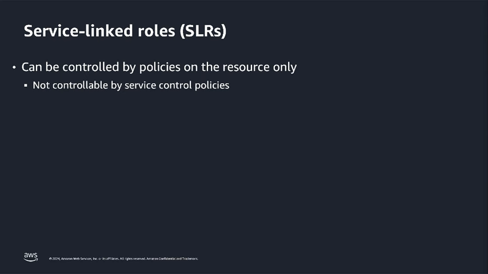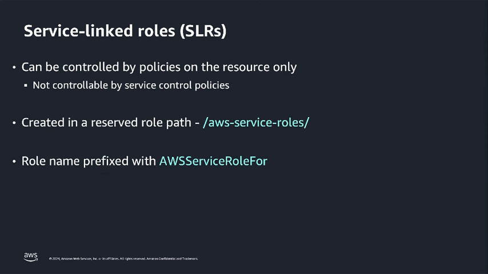The fact that a service-linked role is managed by an AWS service means that you cannot control the policies on the identity, meaning you can't modify the identity-based policy or do something like attach a permissions boundary to a service-linked role. Service-linked roles are also not subject to your service control policies. You can, however, control service-linked roles through policies on your resources, using something like a resource-based policy to allow or deny access to service-linked roles. And these roles are always created in a specific reserved role path with a specific prefix on the role's name. Knowing this helps you speak generally about service-linked roles when you write policies that impact them.